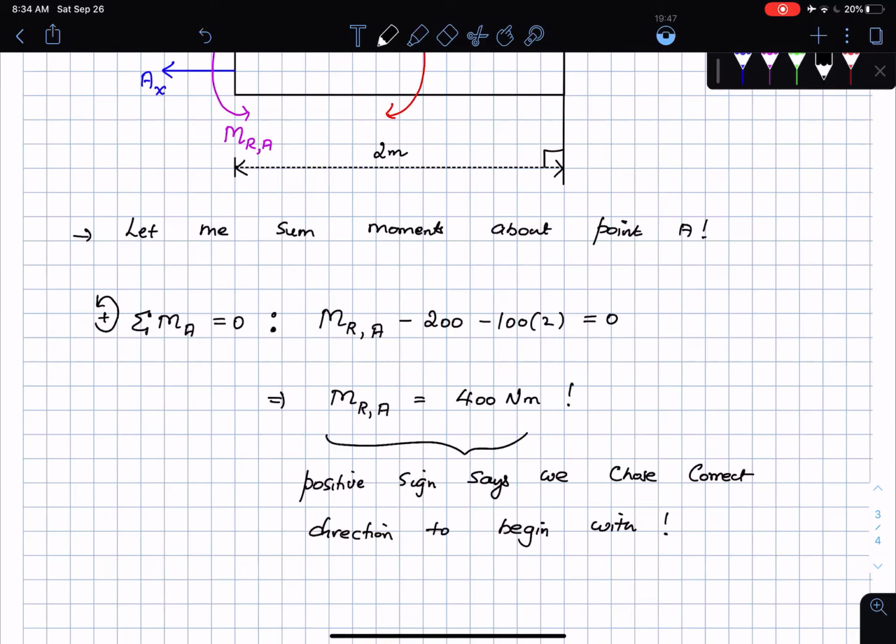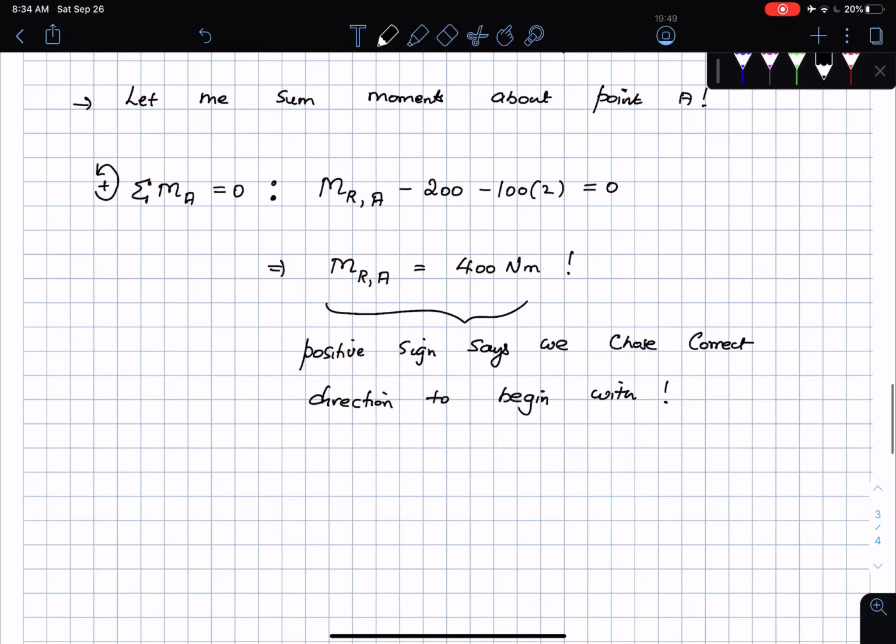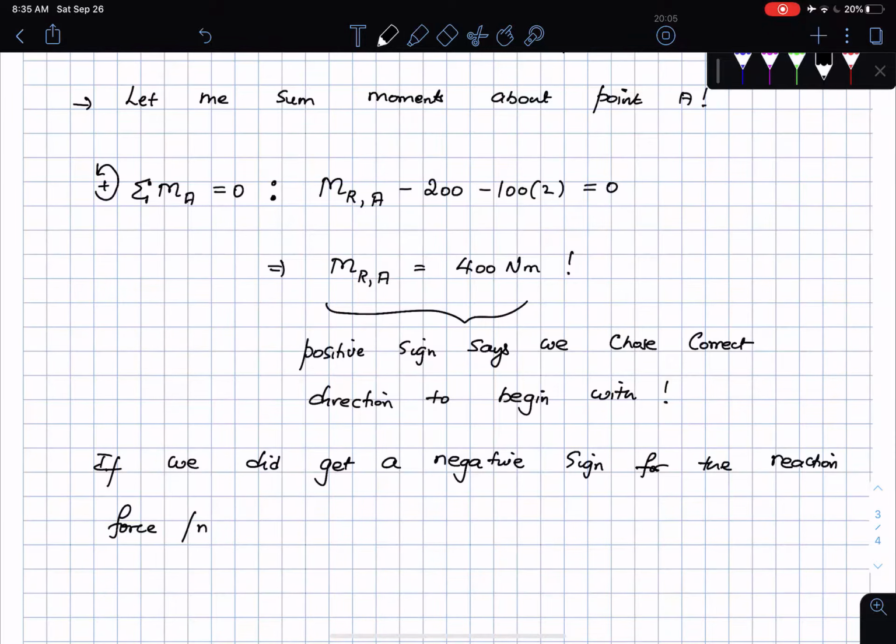Okay, if we got a negative sign, it is not a problem. If we did get a negative sign for the reaction force or moment, it is not an issue, because we do not know the signs of these things to begin with.